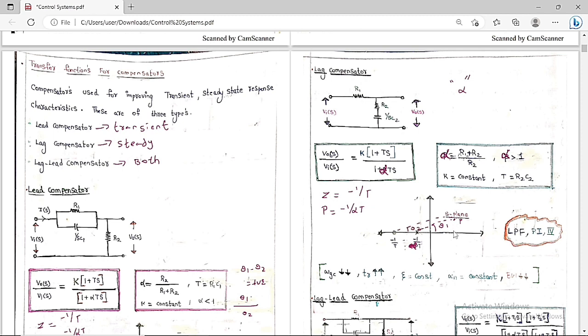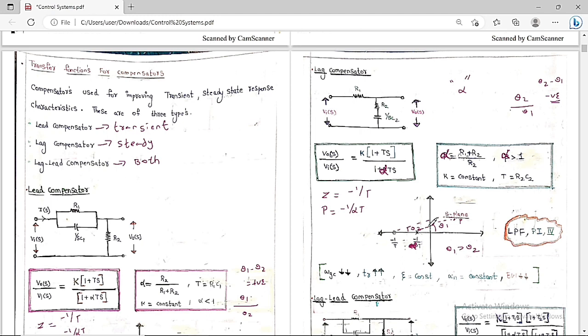So remember this is always the zero and this is always the pole. So the net angle is theta 2 minus theta 1. Theta 1 is always greater than theta 2 in this case. As theta 1 is greater than theta 2, this angle is negative. If the net angle is negative, the output is going to lag the input. If the net angle is positive, the output is going to lead the input.